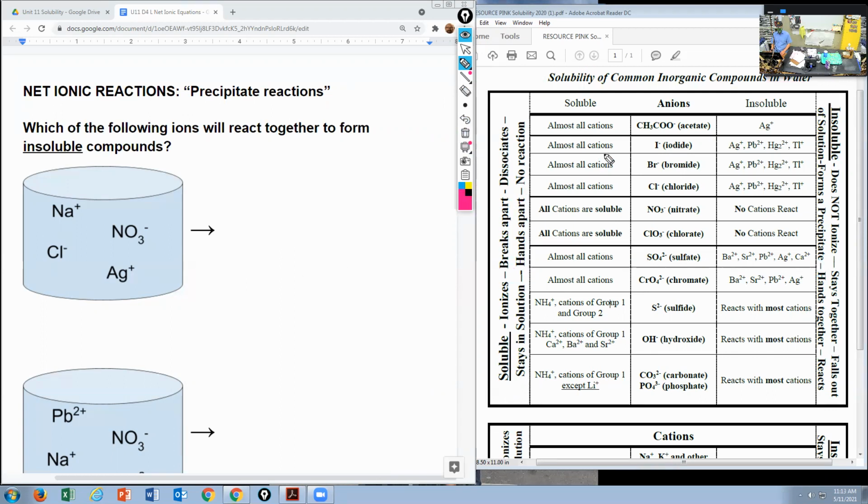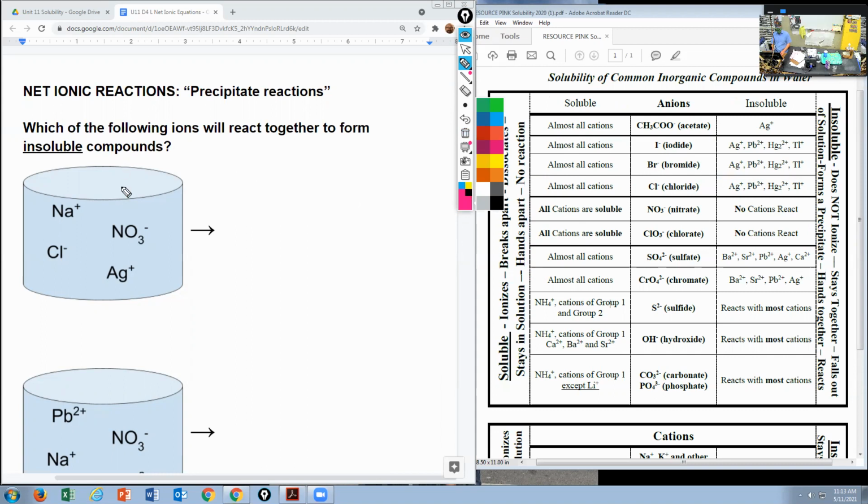So with that said, ladies and gentlemen, we are going to review that information. Let's just take a look. Remember, if we move this way, we're going to soluble, and if we move this way, we're going to insoluble. Insoluble again means your hands are together, which forms a precipitate. Soluble again means your hands are apart. So let's go through that now.